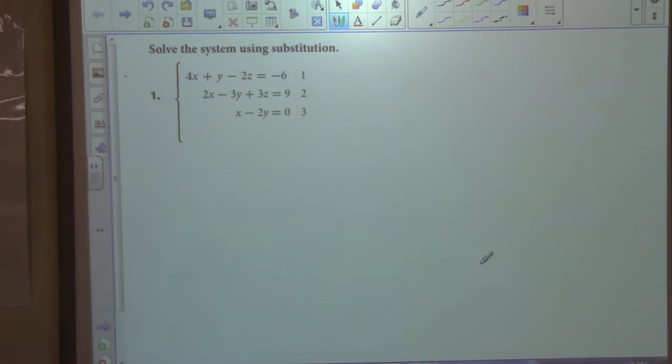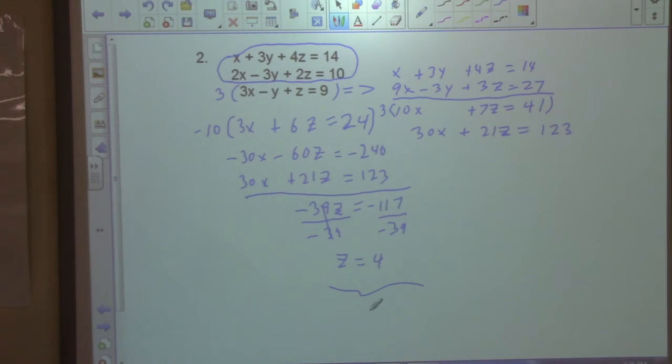Before class, Marcus, who is not here today, asked a question about what went on in class yesterday. And I explained that we worked on solving systems by elimination.